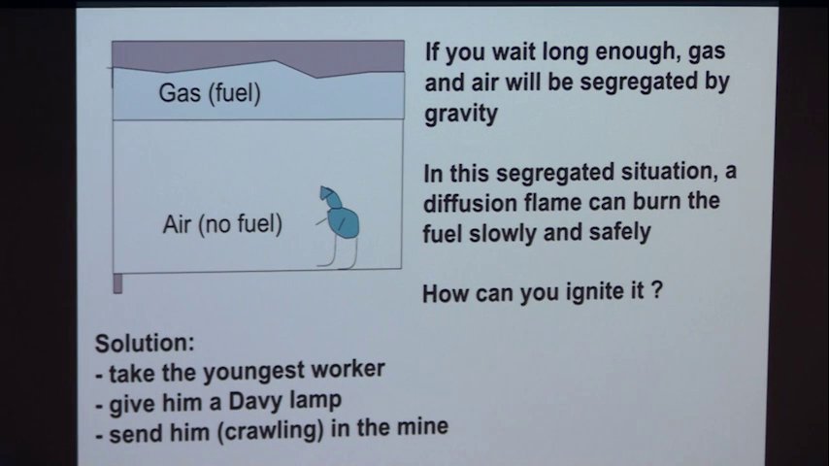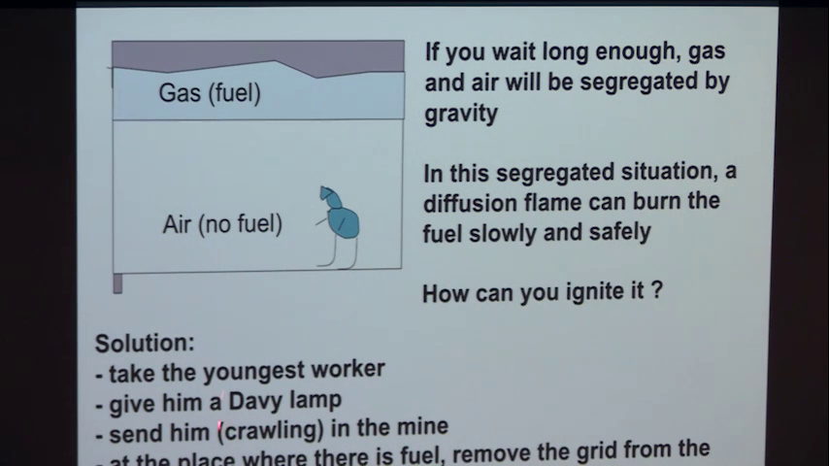Why does this guy crawl? You crawl because you're at the bottom here, and normally at the bottom you have more air and less problems with gas. So you go there, the guy crawls for a few hundred meters, and he has this Davy lamp to see where he's going. But because it's a Davy lamp, the risks are limited because there's no ignition for the moment. And at the place where the fuel is, he just removes the grid from the Davy lamp and he raises his hand. Okay? They did it.